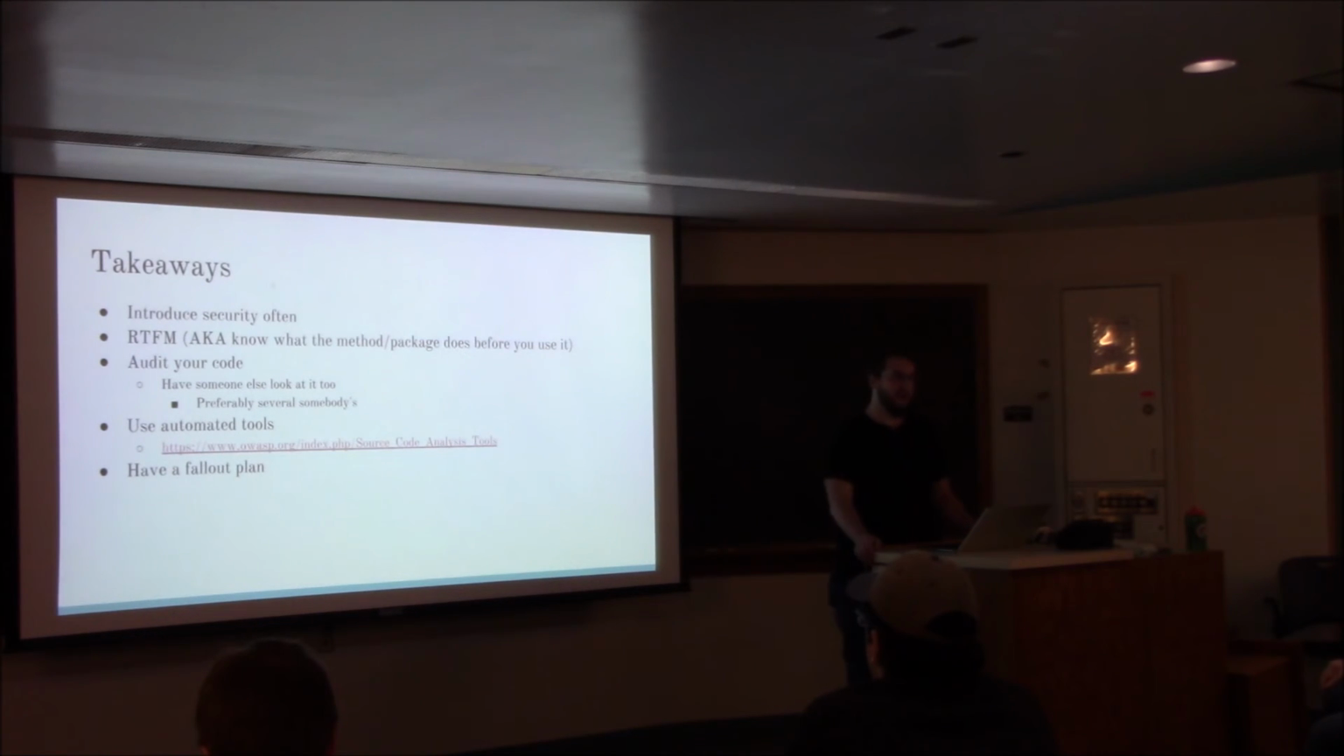Audit your code. Run different automated code checkers on it. Read through it a couple of times, make sure it's not doing something stupid. Ideally, have someone else look at your code too. Make sure that before you commit to master and push it to production that you get a second pair of eyes on it, because I didn't catch that bug. The guy who wrote the first chunk of code that we looked at, he didn't catch that bug. And ideally, have several people look at it.